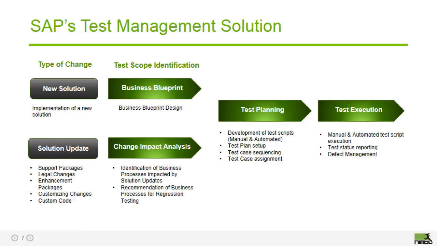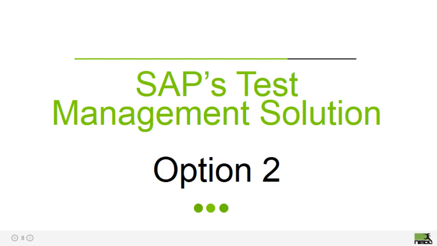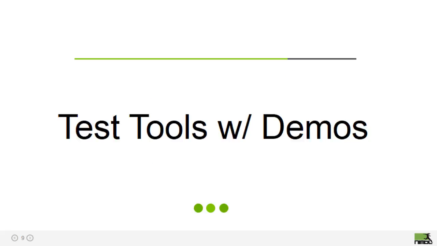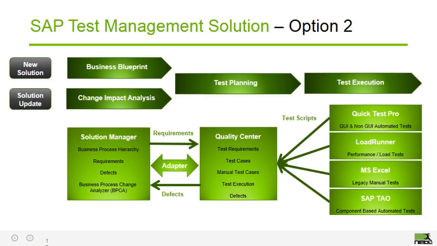Okay? So let's see how SAP's test management option 2 lines up with the strategy. We look at this slide here. SAP's test management option 1 involves primarily just Solution Manager and the test tools within Solution Manager. Option 2 and option 3 are integrated with third-party tools. Option 2 is with HP tools, and option 3 is with the IBM Rational toolset.